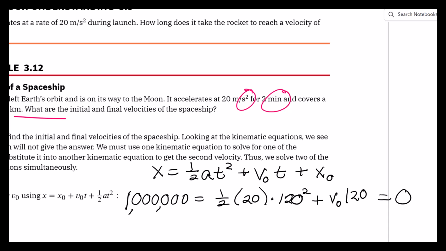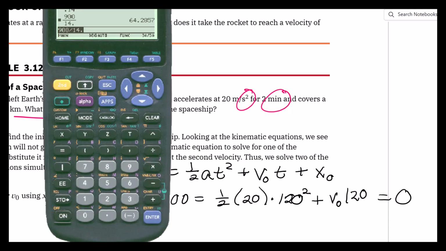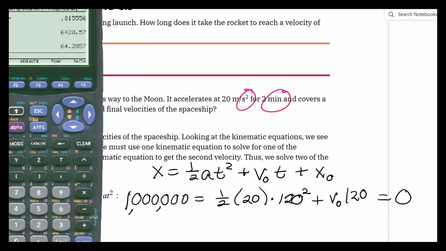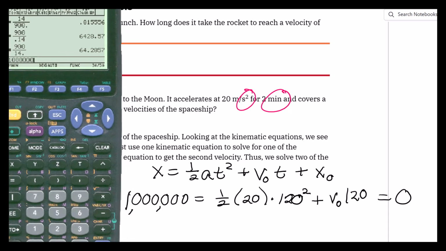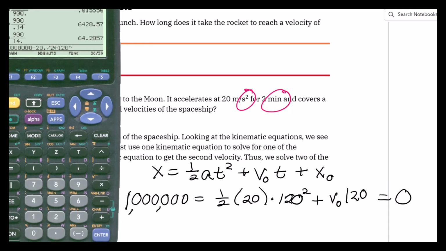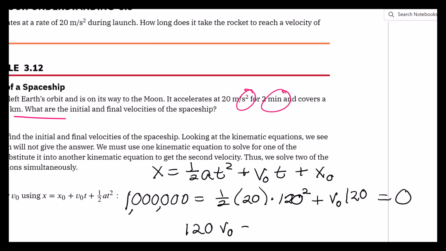Okay, so now I just have to solve for something, and so I've got 1,000,000, 1, 2, 3, 4, 5, 6 zeros, minus 20 divided by 2 times 120 squared, and that's 856,000. So 120 V naught equals 856,000.